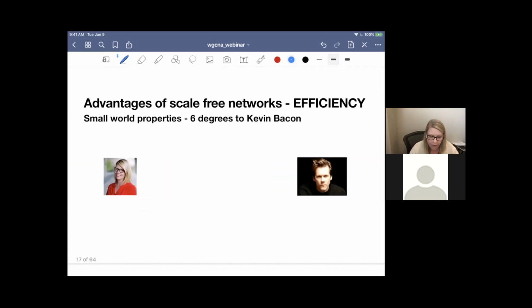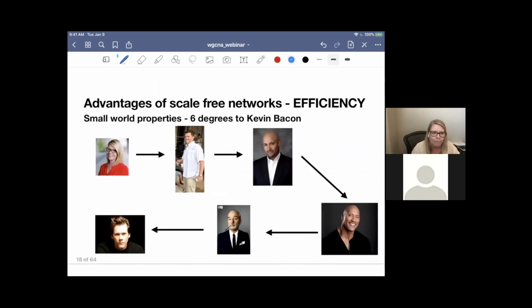And not to be outdone by The Rock and demonstrate some of these small world properties, although I am not a celebrity, I too have a path to Kevin Bacon in only 5 degrees. So what we see here is that you can connect me to my brother, whose college roommate was Jonathan Coachman, who was then on the WWE with The Rock, Bill Murray, and Kevin Bacon. So it really is a show of how small world properties work.